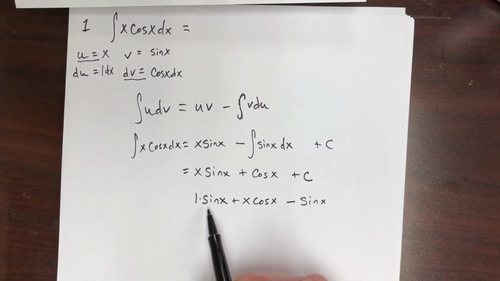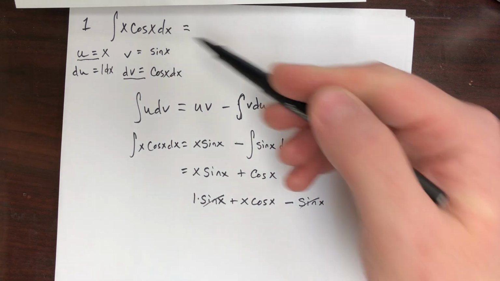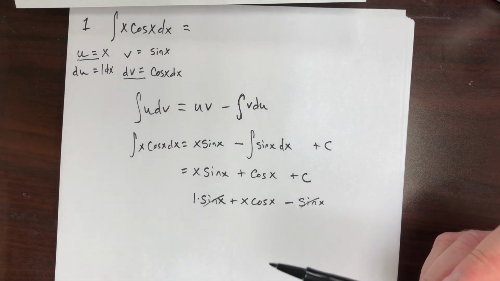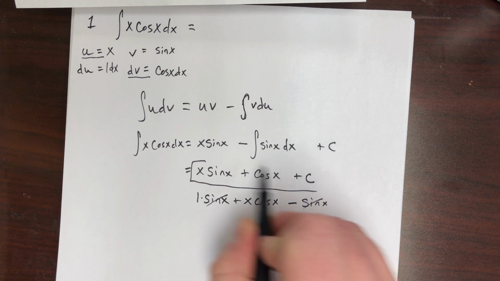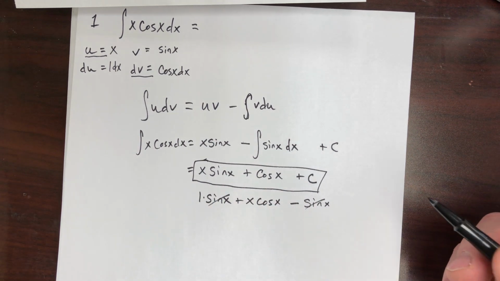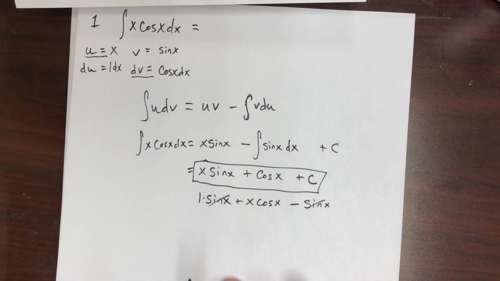Hey, wait. The sine x and the minus sine x cancel each other out, and we are left with our original. So this formula, for lack of a better term, this technique, is a way to take an antiderivative of a product.